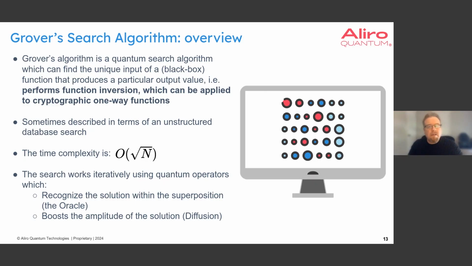As we said, this has some vulnerability to a Grover search attack. So what is Grover's algorithm? Grover's algorithm is a quantum search algorithm which can find the unique input of some black box function that produces a particular output value. So this is really function inversion. It can find the inverse of functions.